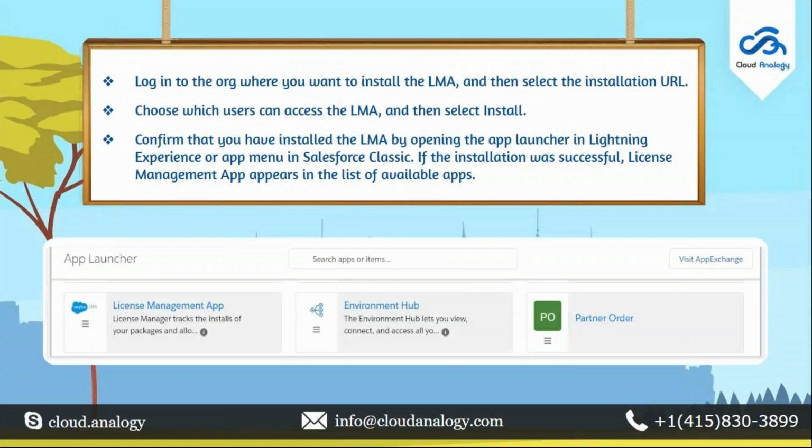Now comes the interesting part. Once you get the installation URL, how can you install the package in your environment? So here is the step-by-step process. Once you get the installation URL, log into the org and then install the LMA. Confirm that you have installed the LMA by opening the app launcher in Lightning Experience or the app menu in Salesforce Classic. If the installation was successful, License Management App appears in the list of available apps. Inside the LMA, you will get license, package, and package version.